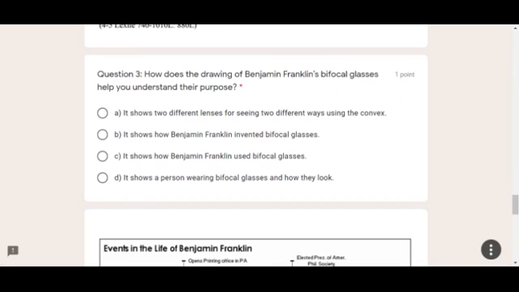So, how does the drawing of Benjamin Franklin's bifocal glasses help you to understand their purpose? A, it shows two different lenses for seeing two different ways using convex. B, it shows how Benjamin Franklin invented bifocal glasses. C, it shows how Benjamin Franklin used bifocal glasses. D, it shows a person wearing bifocal glasses and how they look.